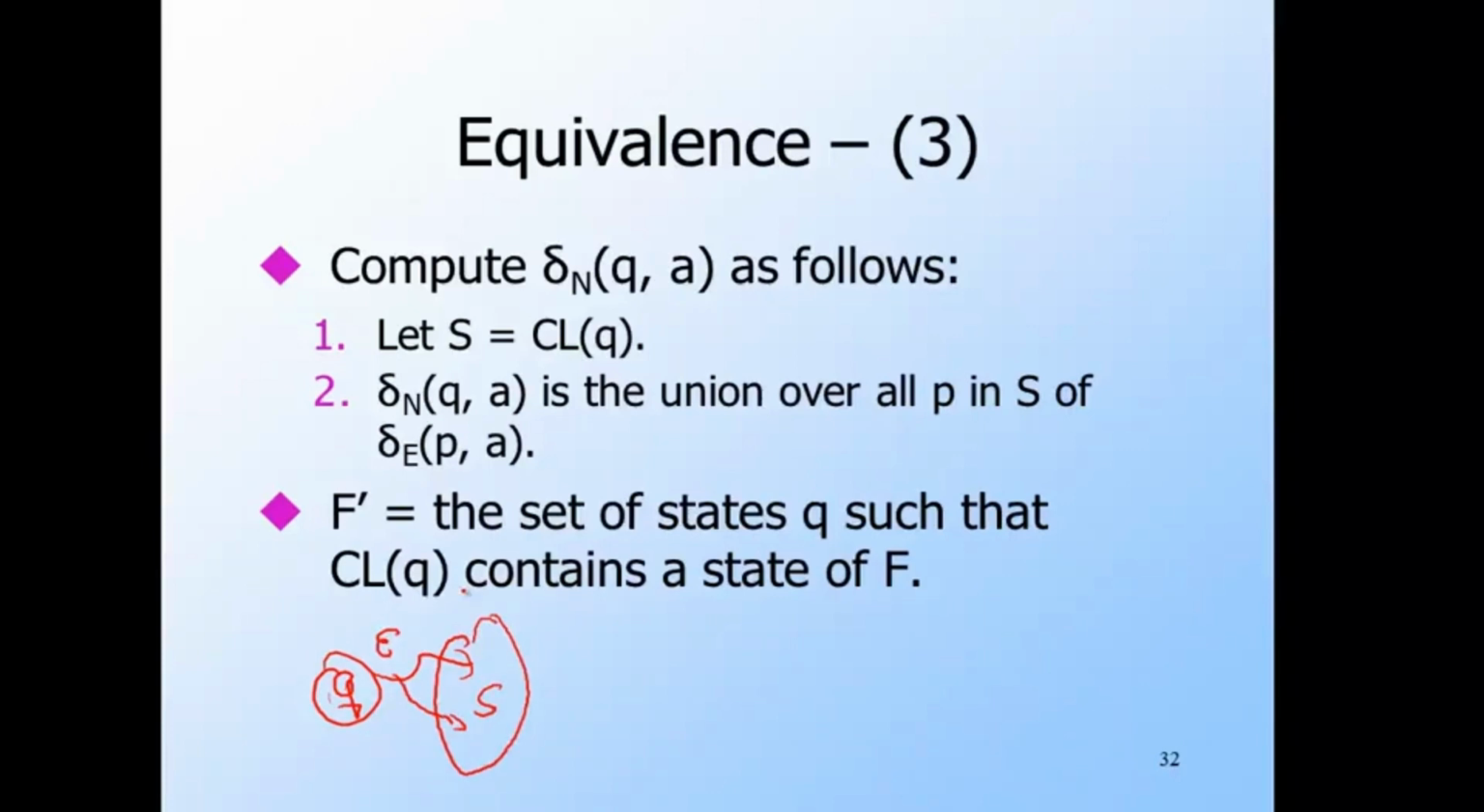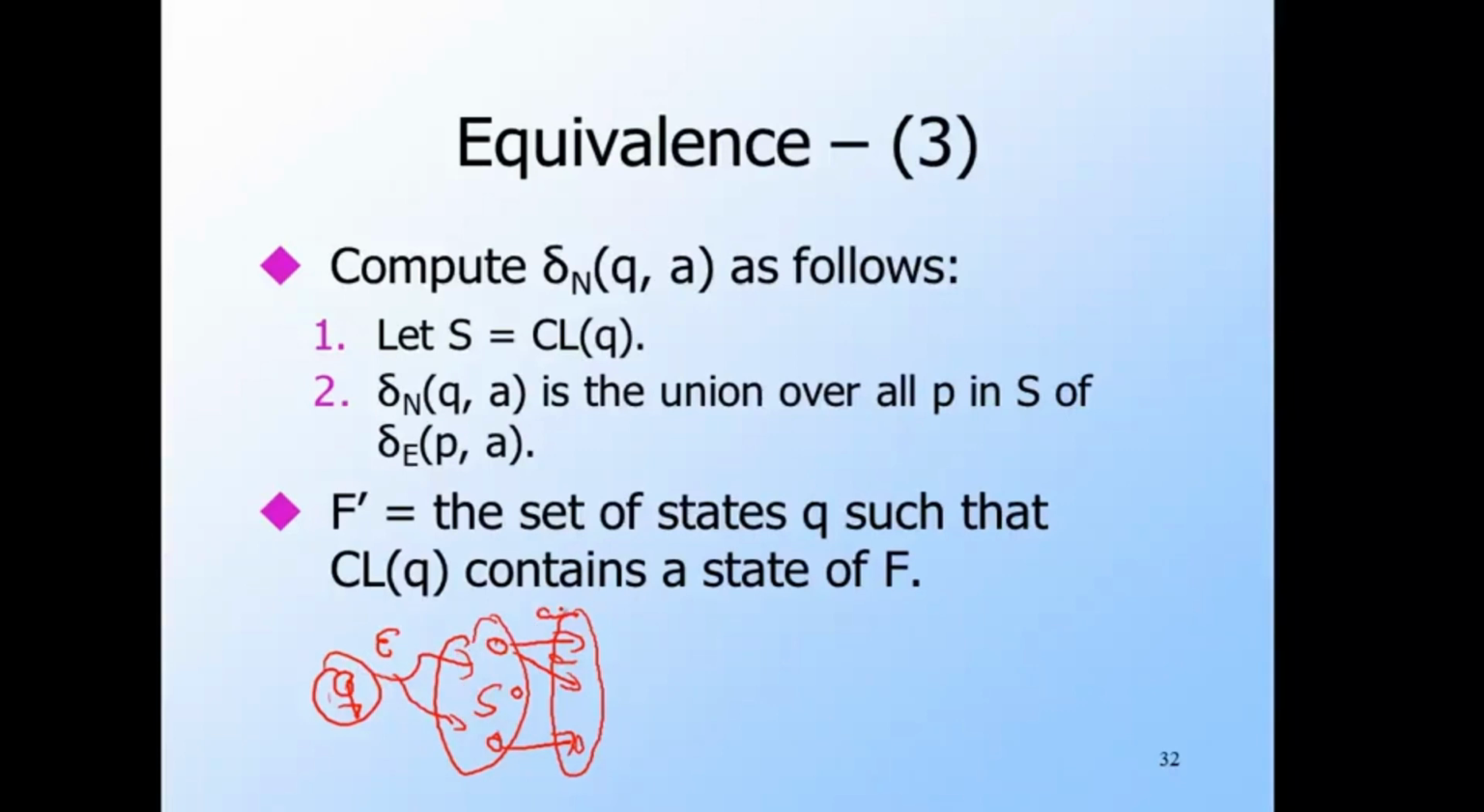Okay. Delta N of Q and A is: take all the states in S, we find all their transitions on A, and this is the set of states that is delta sub N of Q and A. That is, in the ordinary automaton, Q gets you on A anywhere that the epsilon NFA can get you by following 0 or more epsilons and then an A.